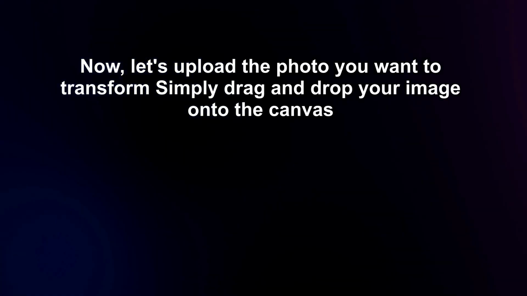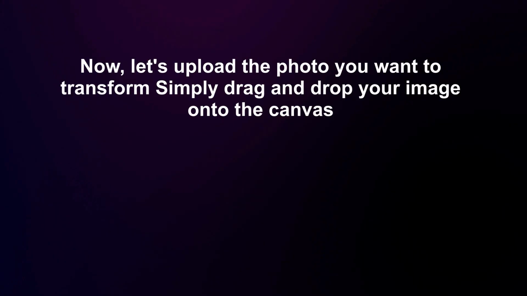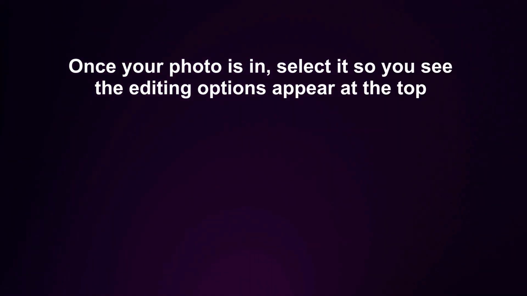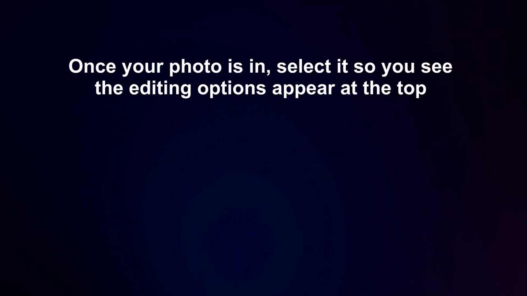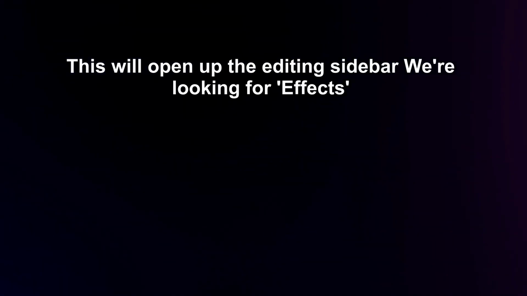Now, let's upload the photo you want to transform. Simply drag and drop your image onto the canvas. Once your photo is in, select it so you see the editing options appear at the top. Click on the Edit Photo button. This will open up the editing sidebar.